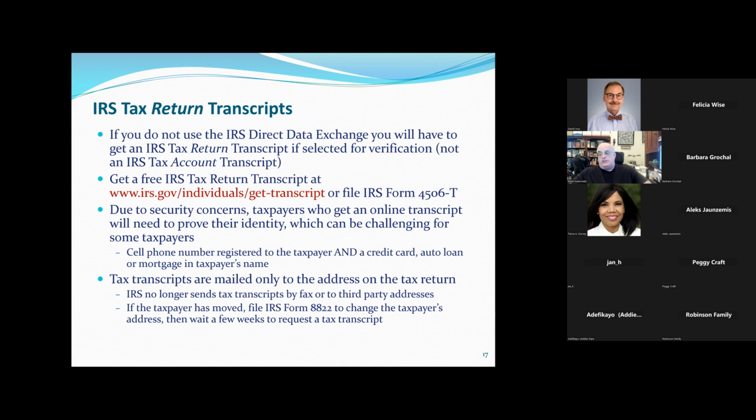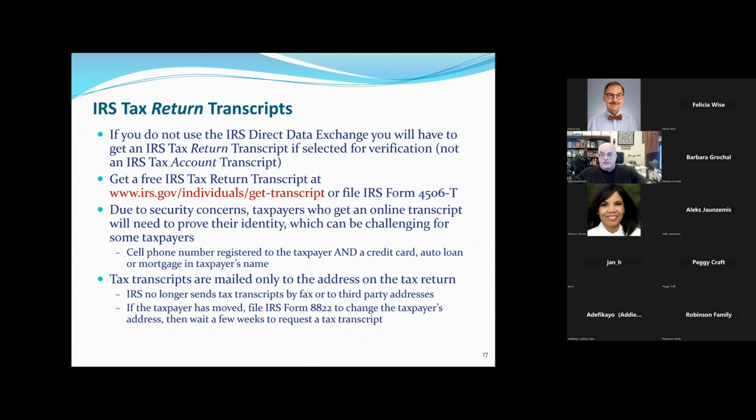Now, you need to get an IRS tax return transcript, not an IRS tax account transcript. If you were not required to file a 2022 federal income tax return, the college may ask you to provide an IRS verification of non-filing letter. This is handled by the IRS Direct Data Exchange this year, so they will not ask you for it directly.